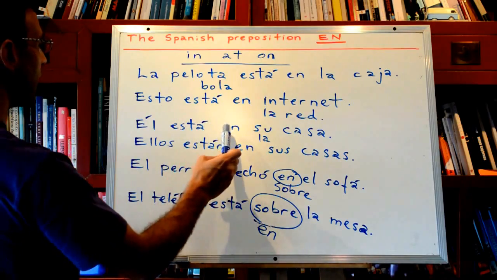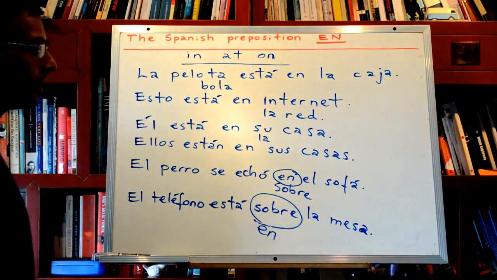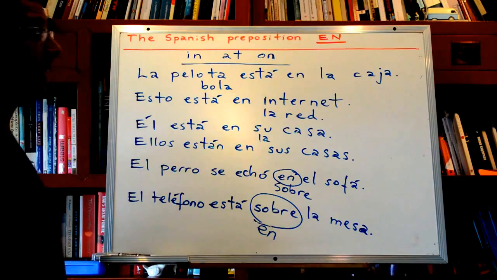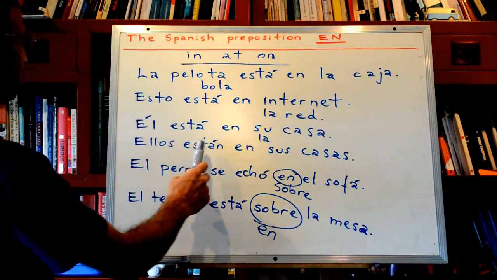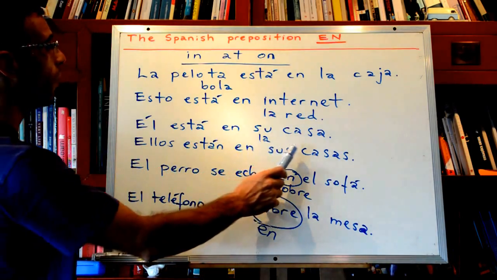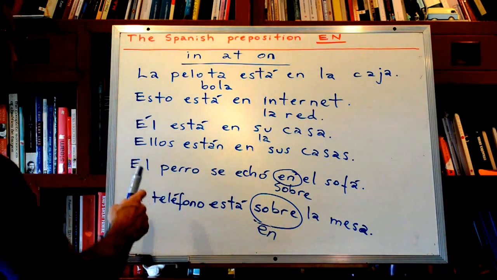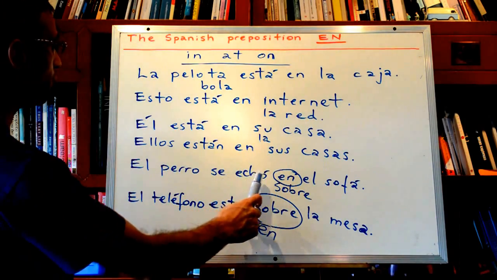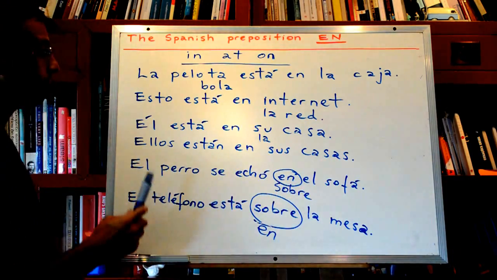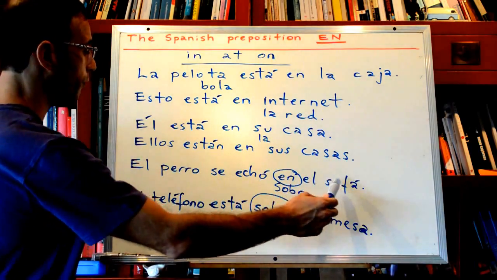Él está en su casa. Or él está en la casa. For he is at his place, or he is at his home, or he is in the house. Ellos están en sus casas. They are at their homes, or at their places, or in their houses. El perro se echó en el sofá. Or el perro se echó sobre el sofá. For the dog laid on the sofa.